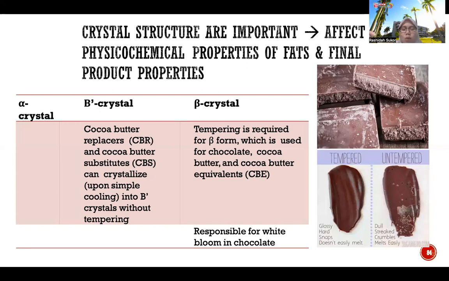And what happens if it's not tempered well? It doesn't change to beta crystal. So dalam tu mostly, maybe, if you see under microscope, they are beta prime crystal. So belajar satu benda hari ni kan.